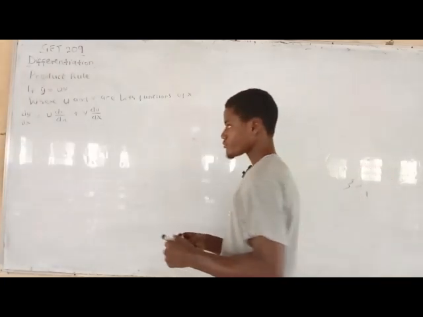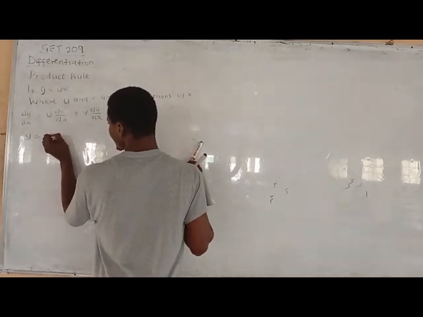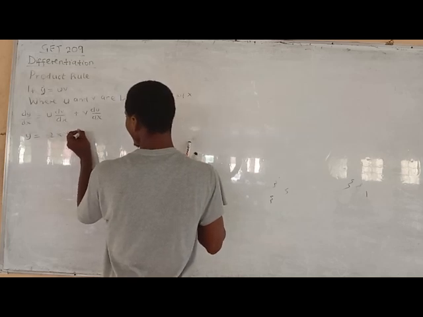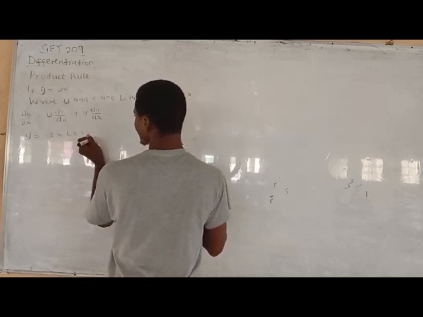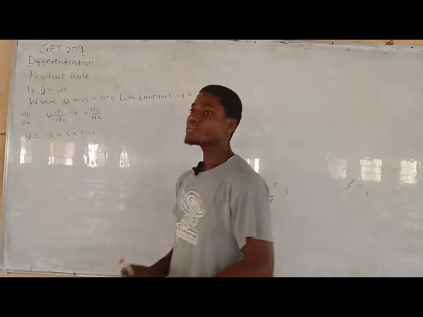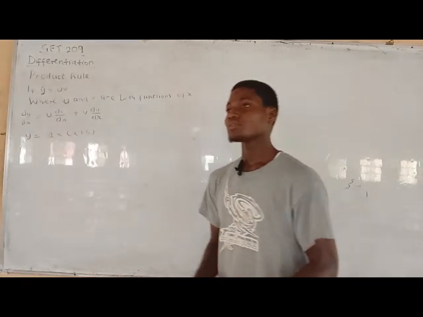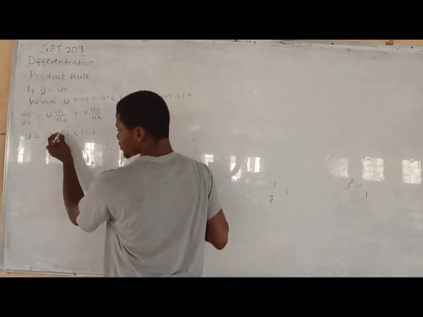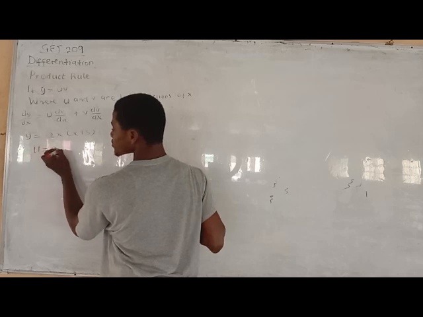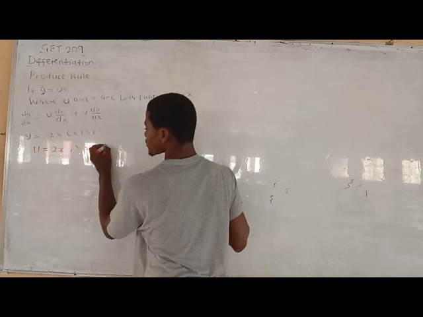So let's take our first example. y equals 2x times x plus 5. From here, our u is the first part of the equation and our v is the second part of the equation. So we say that u equals 2x, and our v equals x plus 5.